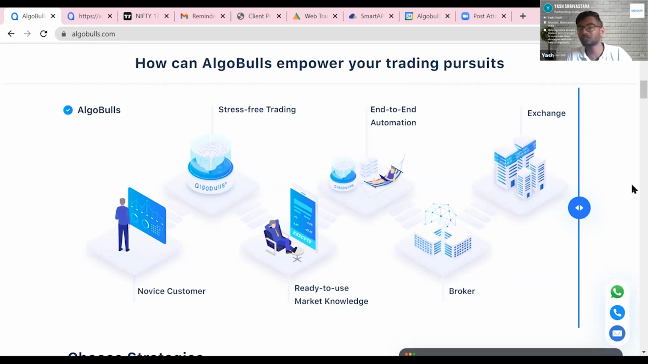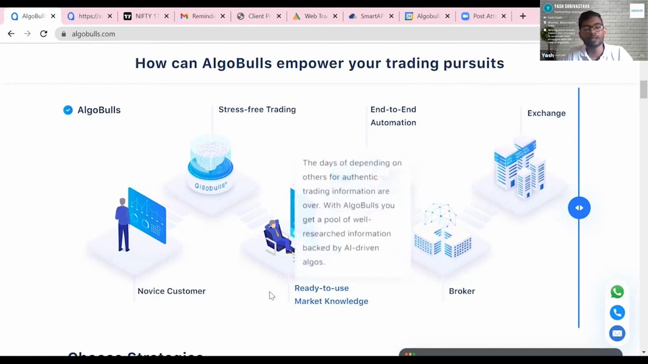And all this is going to create a stress-free trading experience for you, wherein you just need to start the strategy, end the strategy, and put in your parameters, okay, what kind of risk appetite do you have and what kind of desired profit ratio do you want to build in.